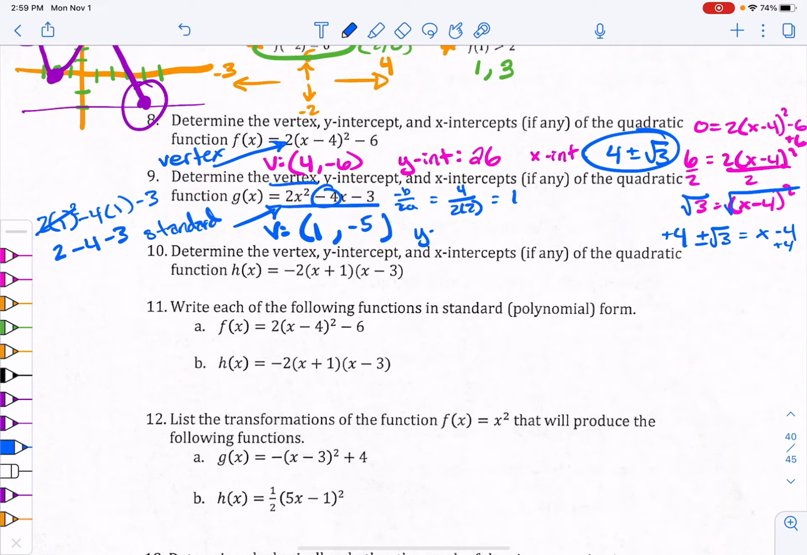The y-intercept, we plug 0 in for x, and if we plug 0 in for x, we have 2 times 0 squared minus 4 times 0 minus 3, and the y-intercept is just going to be negative 3. Okay, the x-intercept, we're going to plug 0 in for y, and we try to solve this function here.